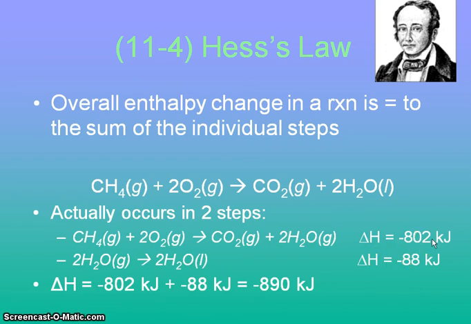So we would add the enthalpy of step 1 to step 2, and that will give us the total for this entire equation. And that's all Hess's law is. It's the sum of the steps. If the reaction occurs in 3 steps, 5 steps, it doesn't matter. You still add up the enthalpies of each one of those individual steps, and that will give you the total enthalpy of your overall reaction.